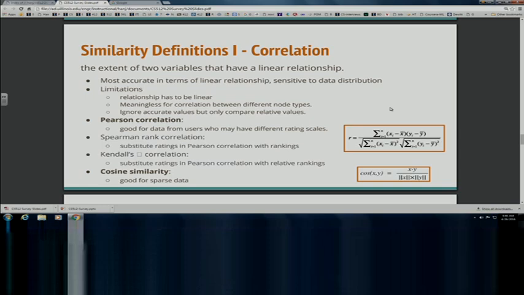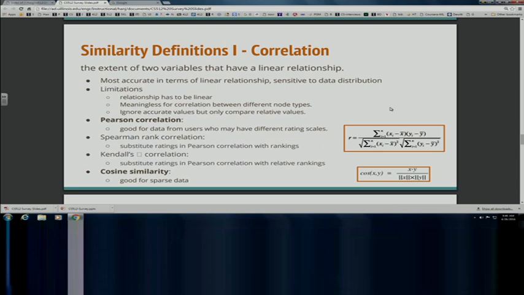It's really good for people who rate, for example, on Amazon. Someone really likes to give 5 scores, and someone just normally gives 3 scores, so Pearson correlation is really good for this situation. And there are some extensions of the Pearson correlation: Spearman rank correlation and Kendall's tau correlation. They just substitute the ratings in the Pearson correlation with rankings, the relative rankings.